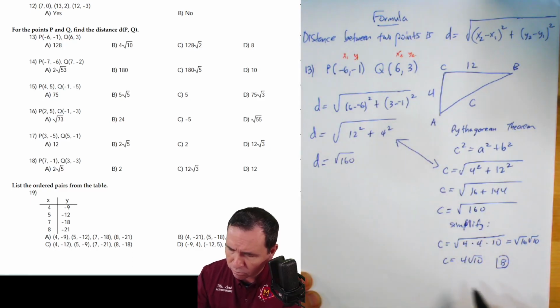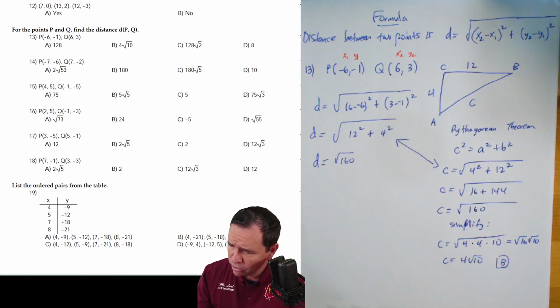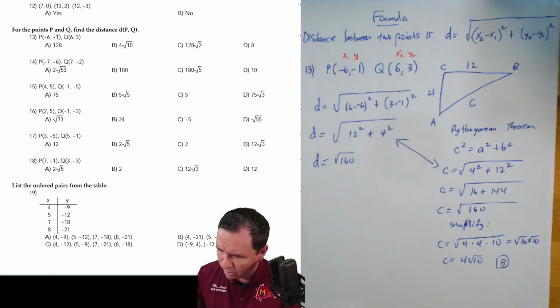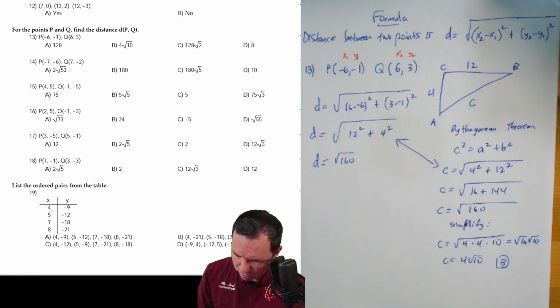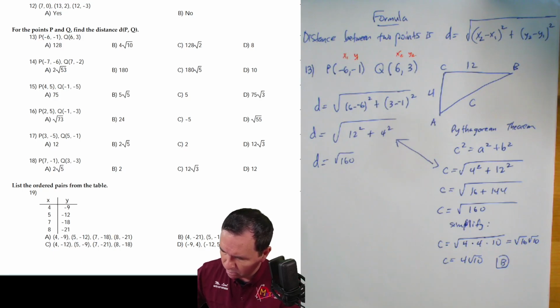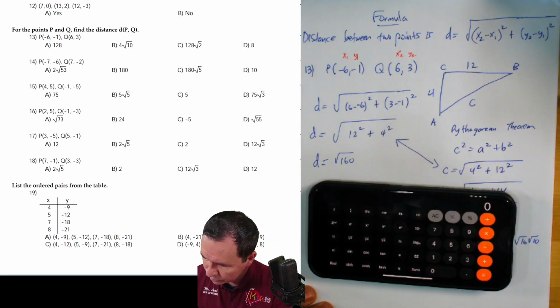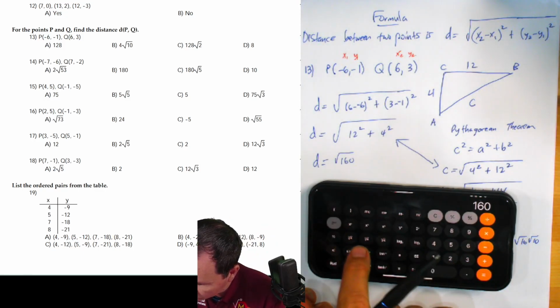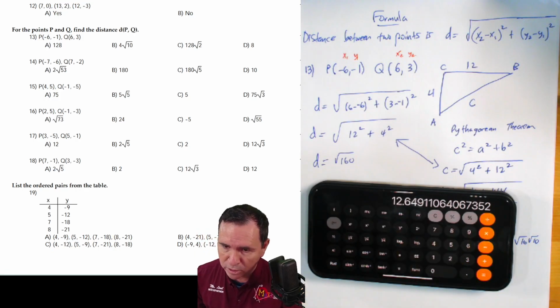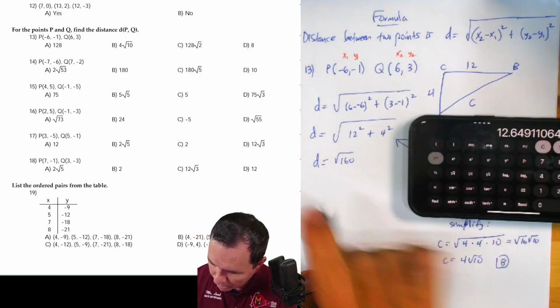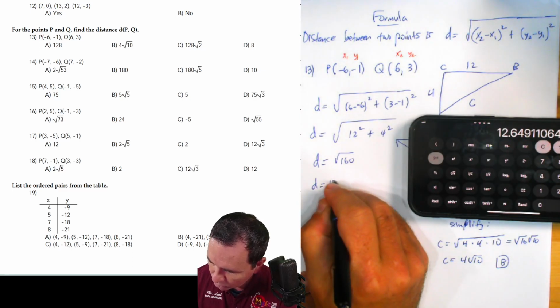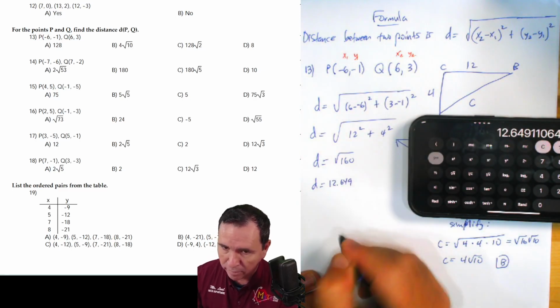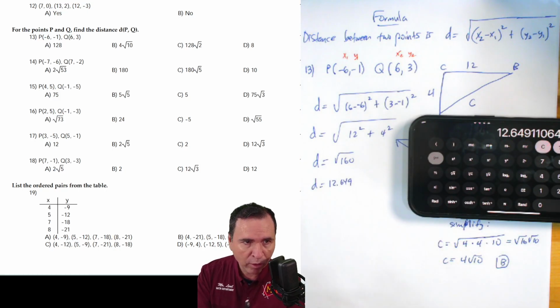And again, guys, you could just take your calculator at this moment and say, let me do the square root of 160. And you see how we get 12.649? So if I pop this into my calculator, I get 12.649. And then I go answer choice by answer choice and try it.